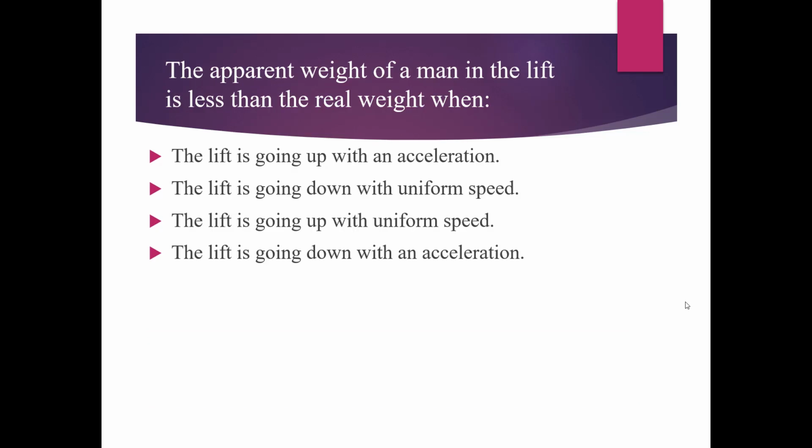The apparent weight of a man in the lift is less than the real weight when the lift is going up with an acceleration, going down with uniform speed, going up with uniform speed, or going down with an acceleration. Obviously the answer would be the fourth one, because if the lift is going down with an acceleration and the gravity is again acting downwards, so the apparent weight would be less than the real weight.